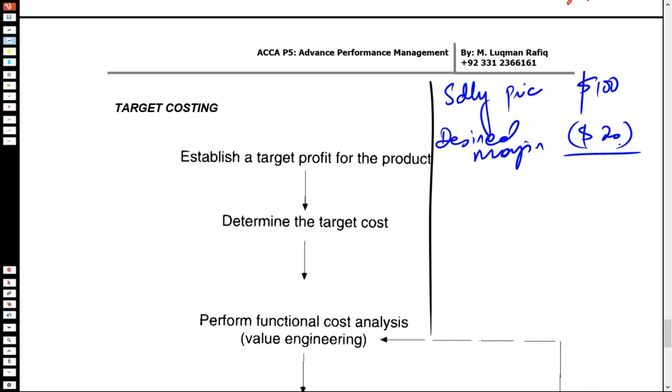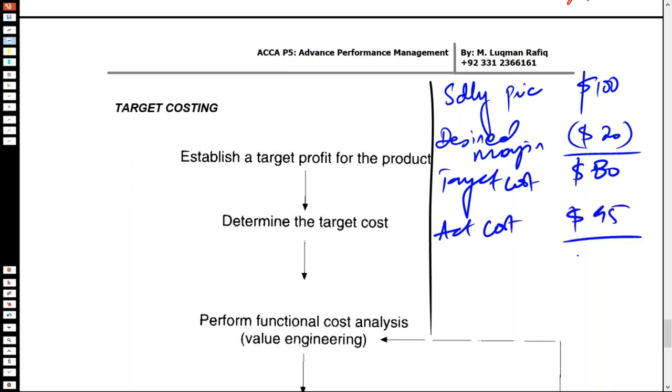So with respect to target costing, assume that you've got a selling price of a product which is $100. The second thing is that the desired margin is $20. That means this product needs to be manufactured for $80. And if your actual cost is, let's say, $95, there is actually going to be a $15 cost gap.